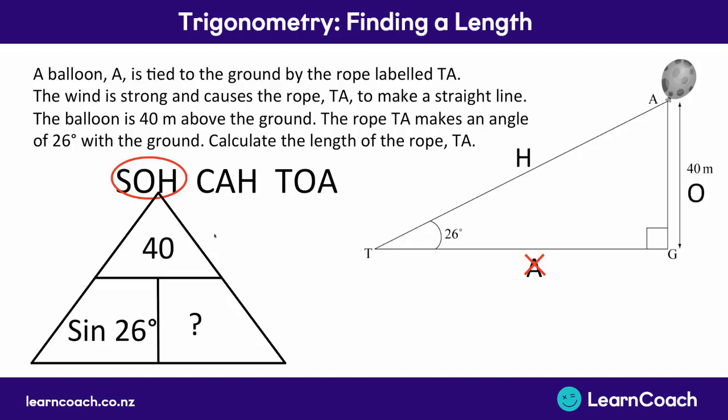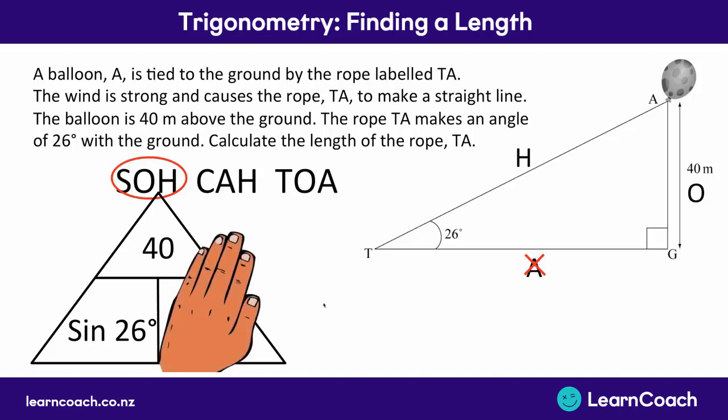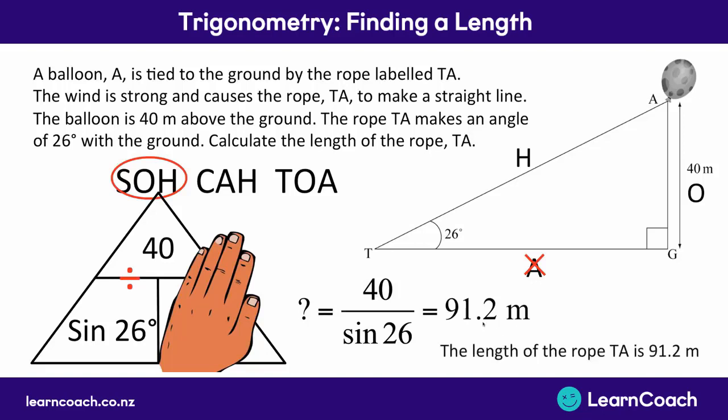Now that we've got our triangle all sorted out, we can use it to have a formula to solve for H. So let's cover up what we're trying to find and know that our H is going to equal 40 divided by sine 26. Let's put that in our calculator to get our answer of 91.2 meters. Therefore, the length of the rope, which is TA, is 91.2 meters. And you've solved this using trigonometry.